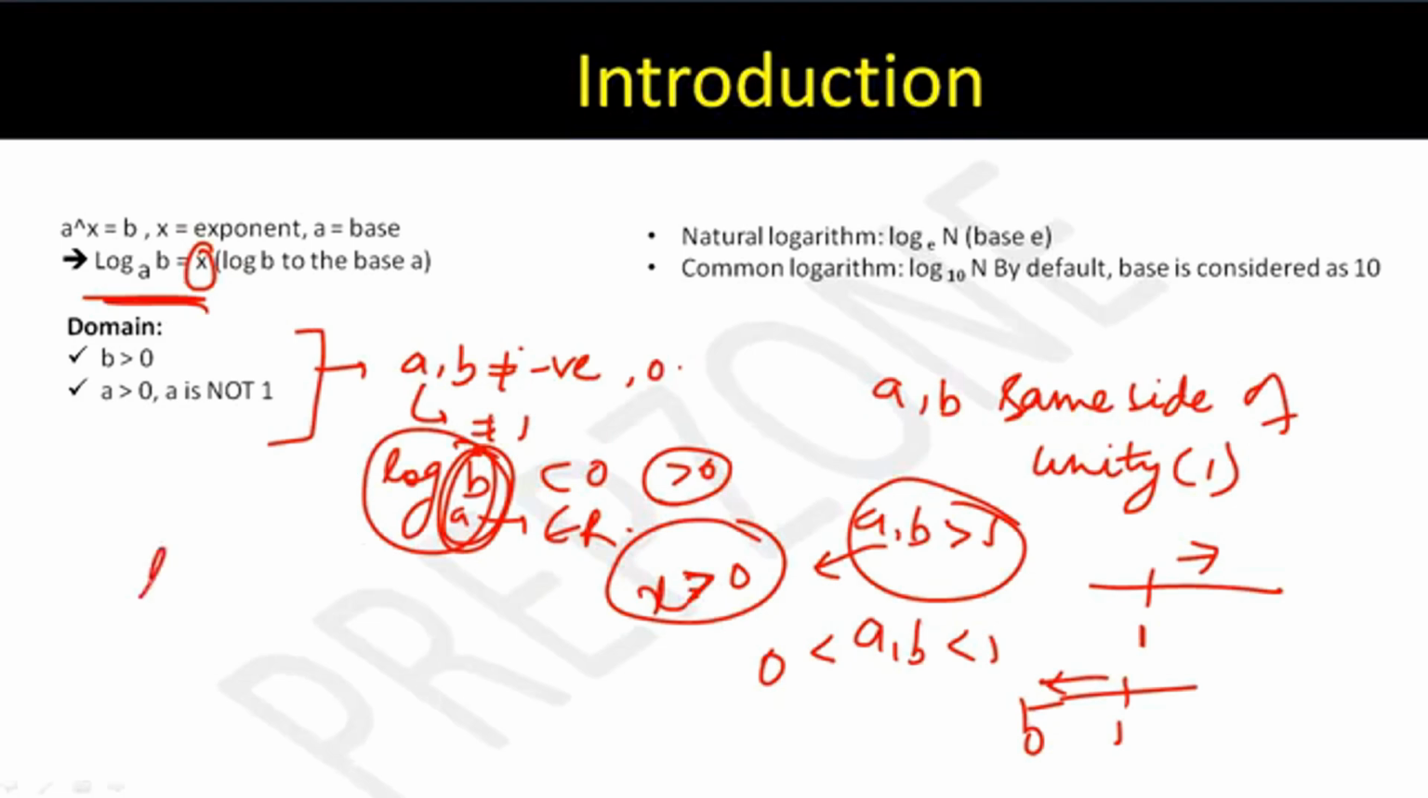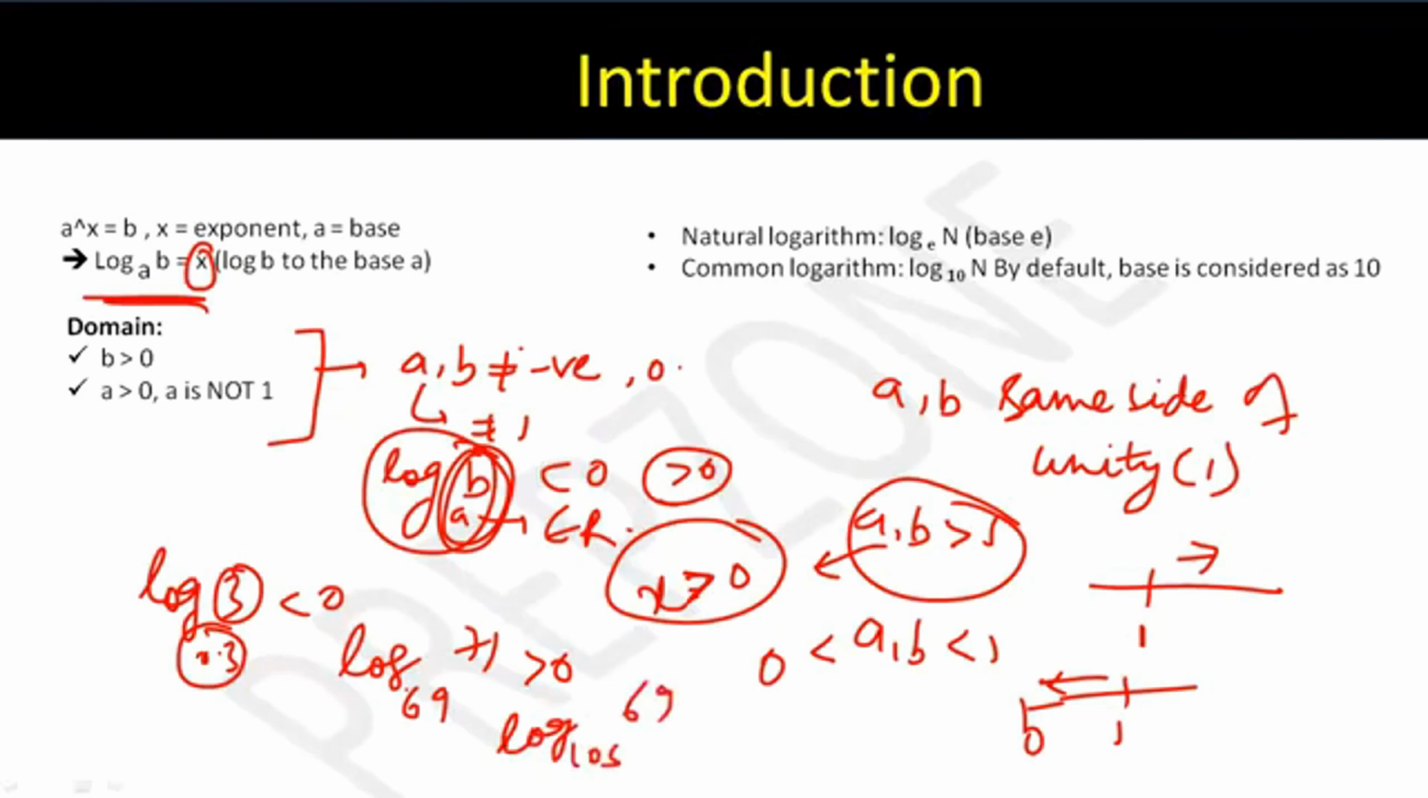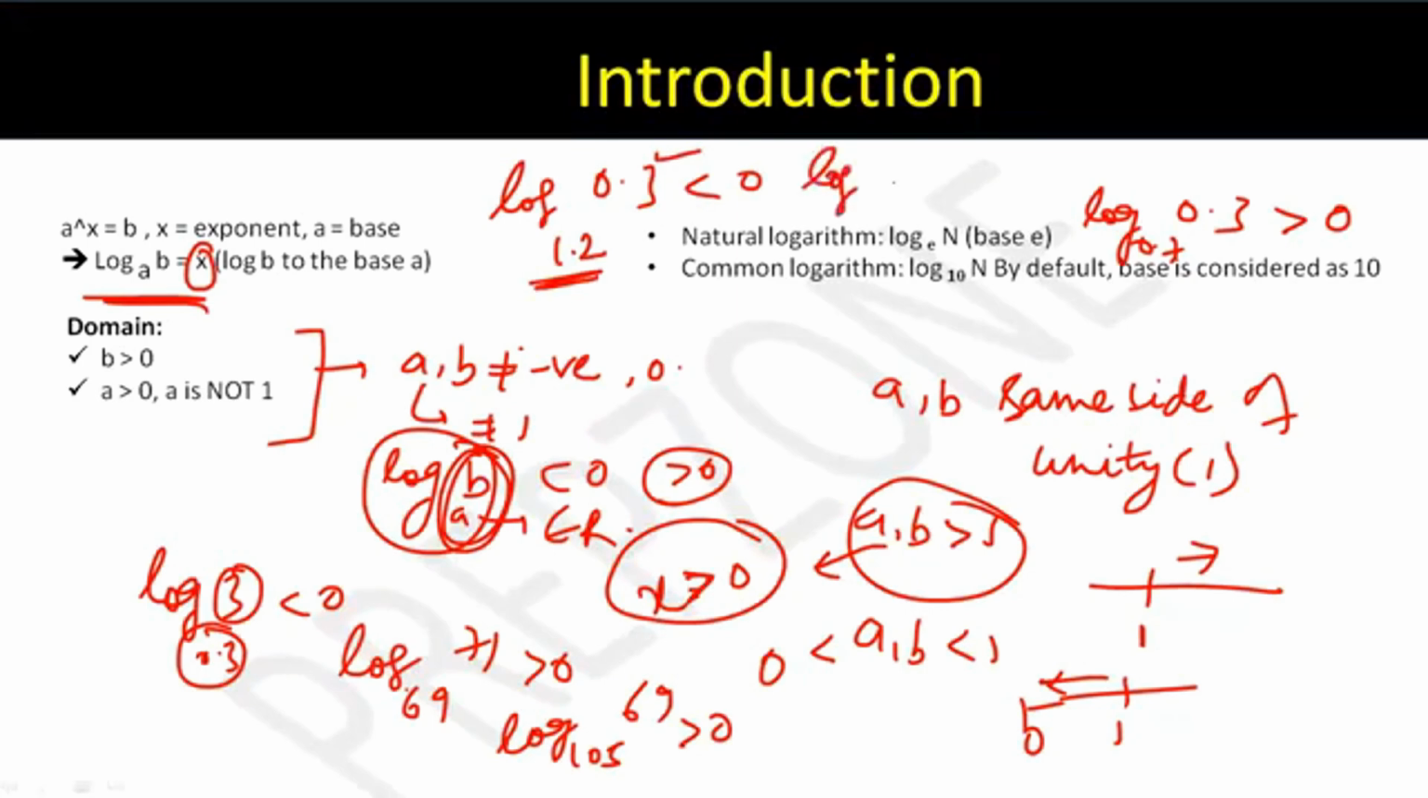Let's see some examples. Log 3 to the base 0.3 will be negative, I can say directly. Why? Because 3 is greater than 1 and 0.3 is less than 1. Log 71 to the base 69 is positive because both are greater than 1. Log 69 to the base 105 will always be positive. Even log 0.3 to the base 0.7 will be positive, because both 0.3 and 0.7 are less than 1. But log 0.3 to the base 1.2 will be negative, because one is less than 1 and the other is greater than 1. Log 1.7 to the base 0.9 will be negative.